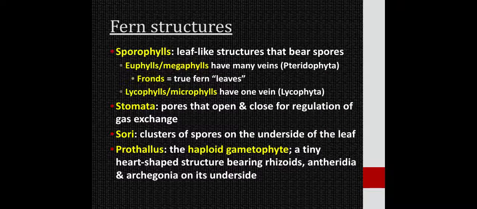So what do we have as our fern structure? The first is we'll have these sporophylls. Those are those leaf-like structures on a fern, like one little leaf of it, where as a whole, the whole blade of the fern is called a frond. You'll see that there are euphylls, also called megaphylls. Those are that there are lots of veins in our true ferns, or one vein in our club mosses.